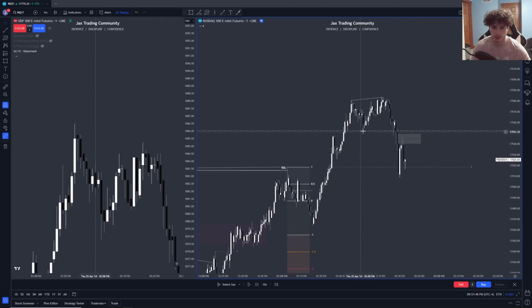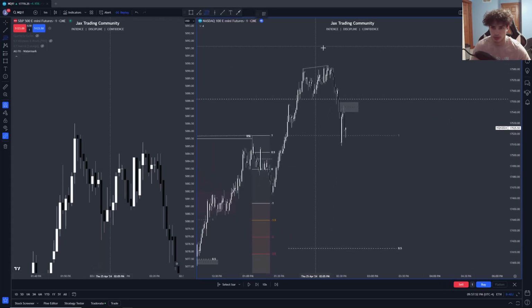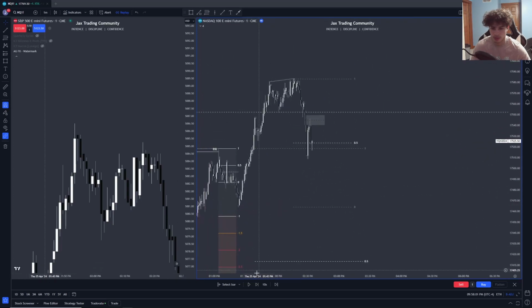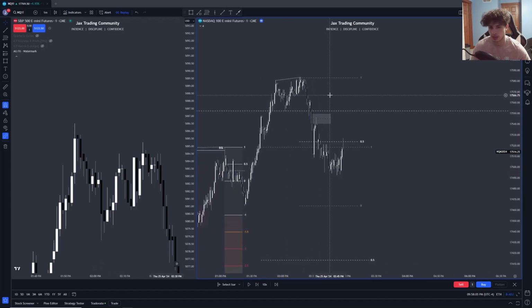And your first target would really be this low, but you could target 50% of this range, which does look like it would have already got hit, or you can target this low. So let's see what happens here. I personally would not take this trade because discount's already been hit before my entry would have been given.